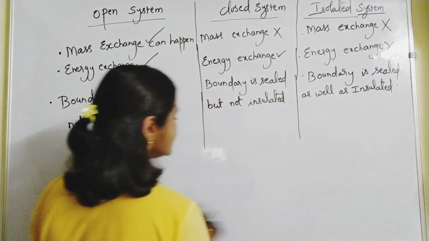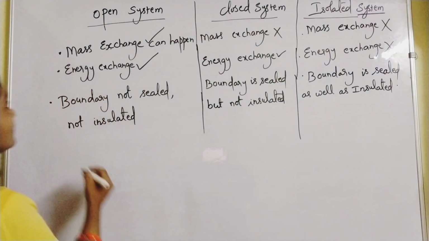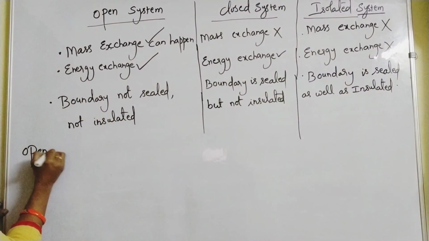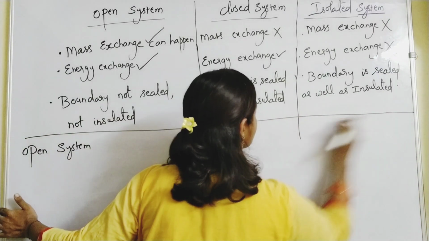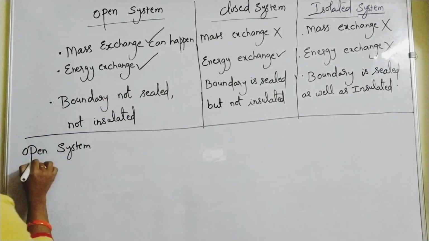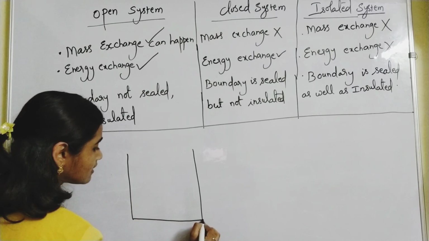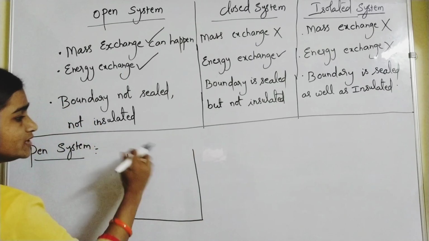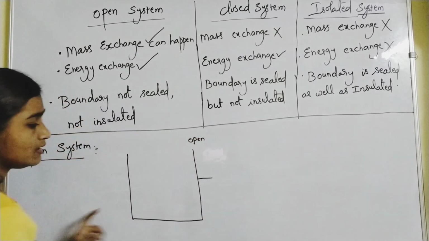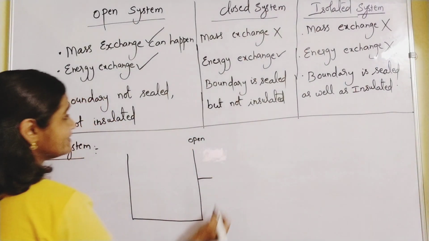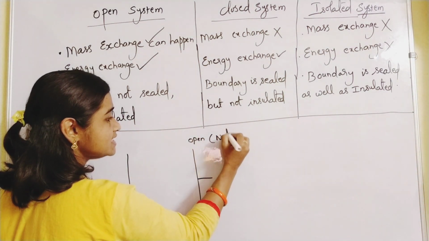Okay, now let us learn some examples. In case of open system, for example, if you take a beaker in which hot liquid is there, it's not sealed, it's open. But the walls of the boundary are what? Insulated. Sorry, not insulated. Open means not sealed.